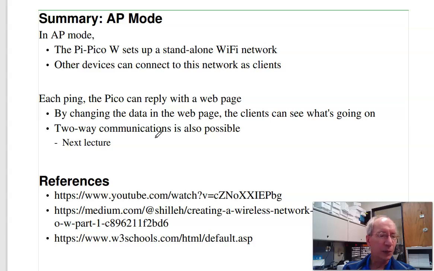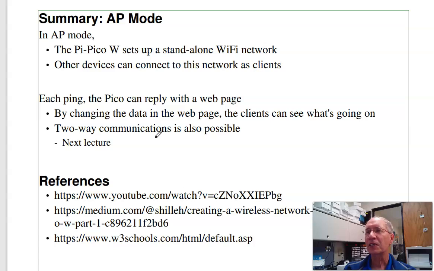I want to send data from the Pico to my clients. In this case, I can have up to 5 clients because that's how I set it up. There's the 5 in the setup. But kind of in summary, in AP mode, the Pi Pico sets up a standalone Wi-Fi network, and other devices can connect to this network. Each time they ping me, the Pico knows who pinged me, and it can then reply back with whatever you want. By changing the data in the web page, the clients can see what's happening in the Pico world.